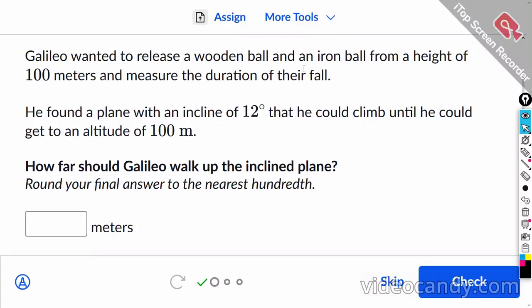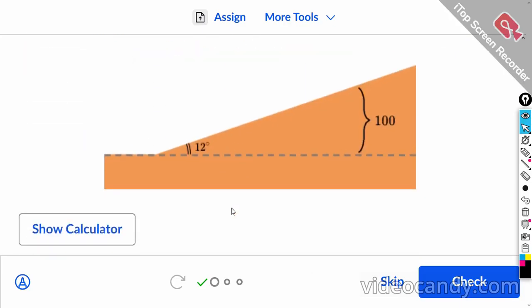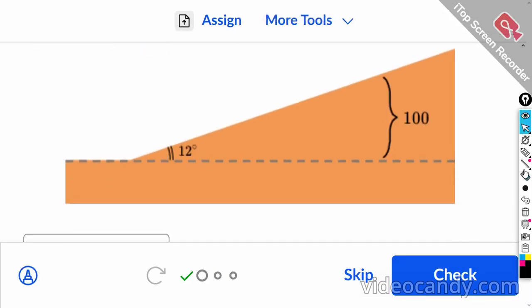Galileo wanted to release a wooden ball and an iron ball from a height of 100 meters to measure the duration of the fall. He found a plane with an incline of 12 degrees that he could climb until he could get to an altitude of 100 meters. How far should he walk up the inclined plane? Round to the nearest hundredth. Okay, so we're trying to figure out how far he walks up the plane.